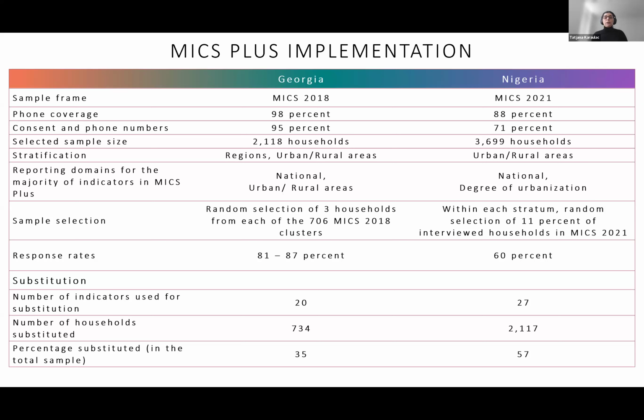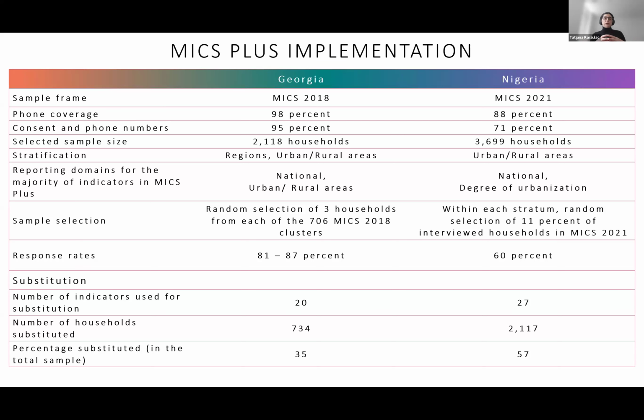I need to note that these response rates that you can see are after substitution. Let me go briefly through the process, how we are doing it in the first wave. In Georgia, we substituted households just in the first wave of data collection, because after detailed analysis, we saw that there is no need to do substitution in following waves. So once we select our sample or subsample from Mix, we conduct calls, we finish the data collection, we analyze the data, and see if there are any issues.